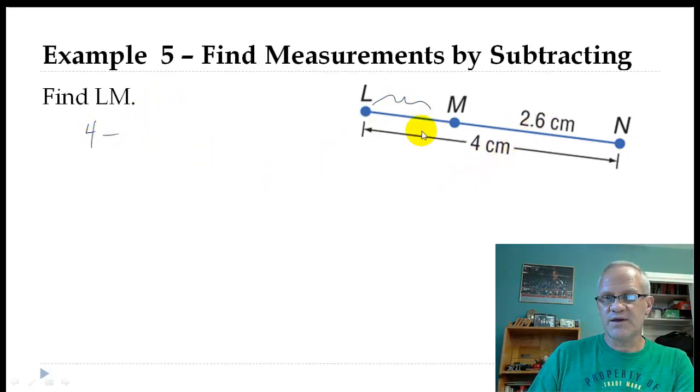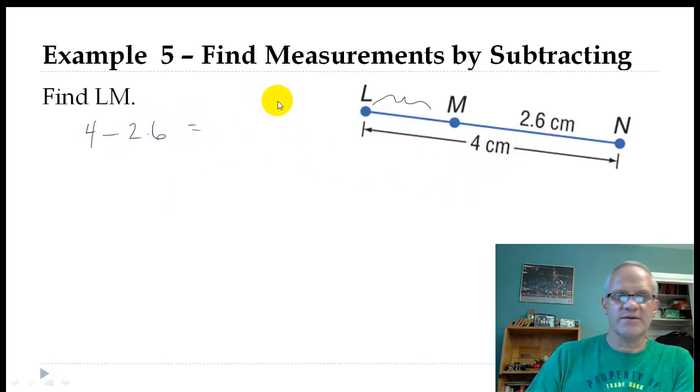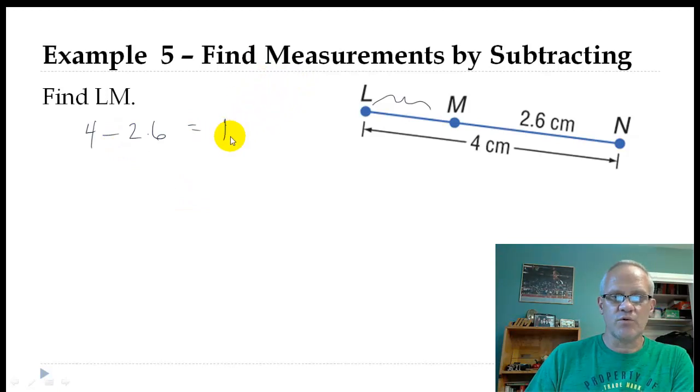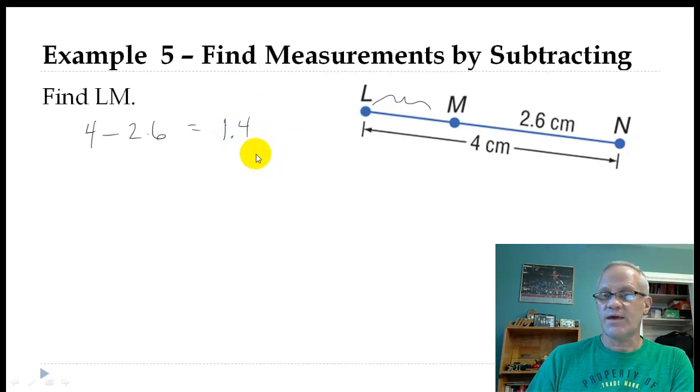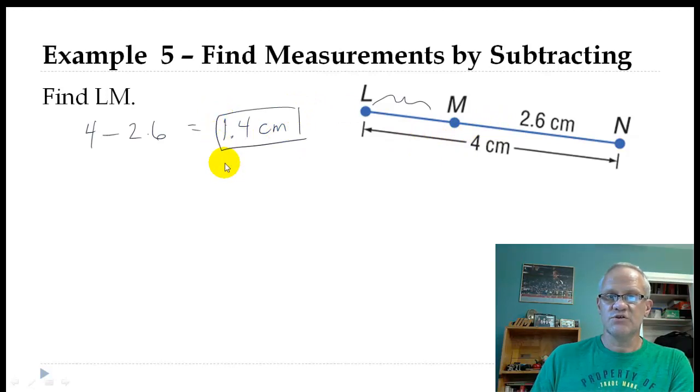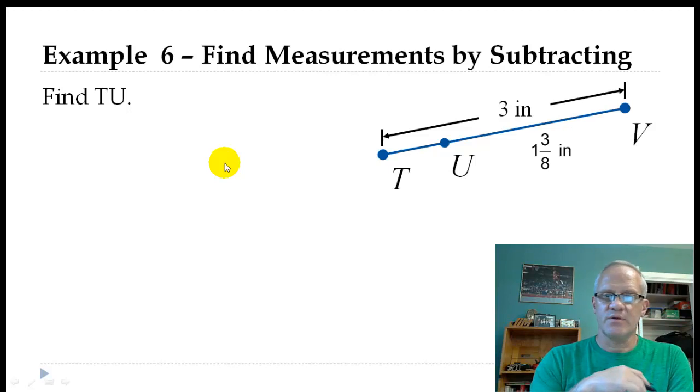So I have to take this one minus the 2.6. And so I just subtract 4 minus 2.6, and I'll get what? 1.4. And don't forget units of measurement, which is centimeters. Good. So depending on what we're looking for, we might add or we might subtract. All right, one more here.